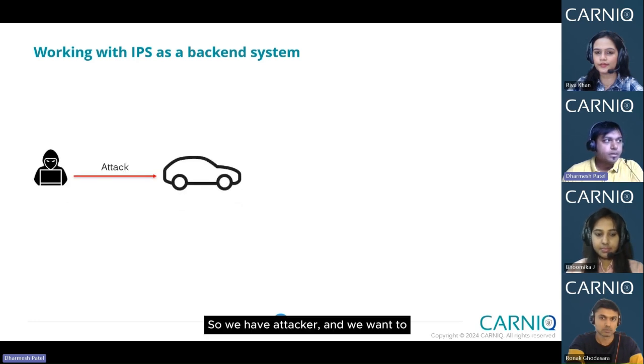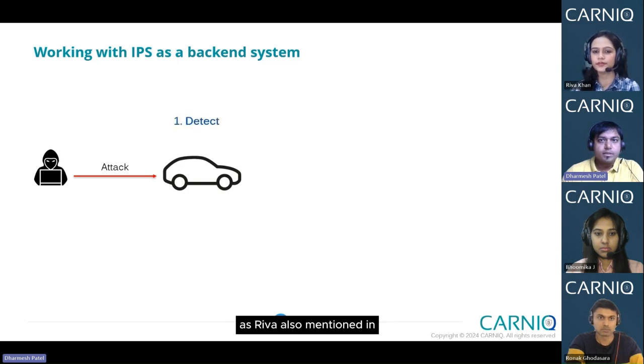So we have an attacker and we want to protect all the vehicle communication against the malicious activity performed by this attacker. So step one, as Riva also mentioned in the overview, and as we saw in the last video, is that the attack will be detected using the IDS system. So step one will be performed here with the IDS. Then whatever malicious activities are detected will be reported to the backend system, which is nothing but the SOC.